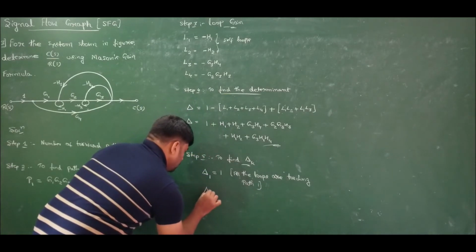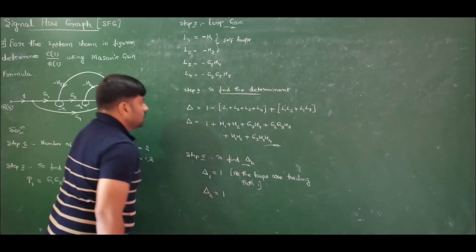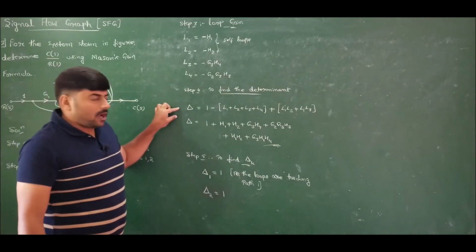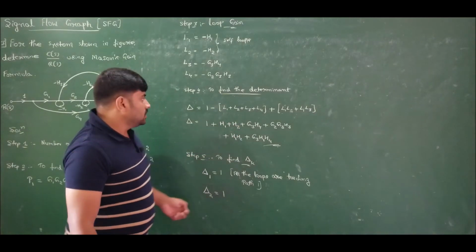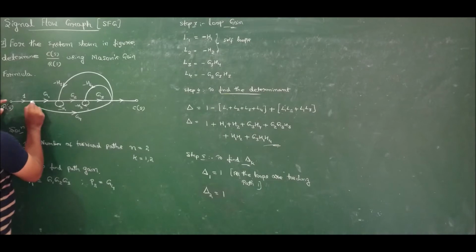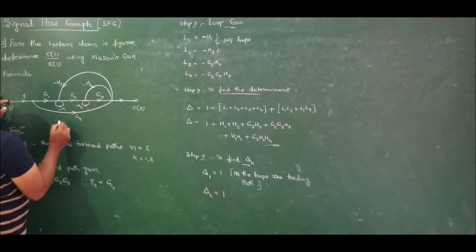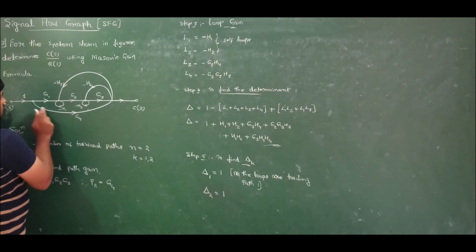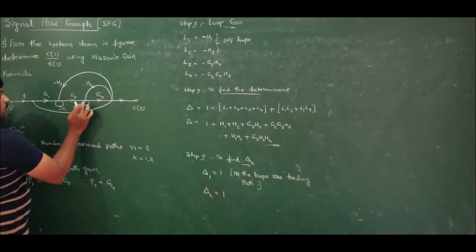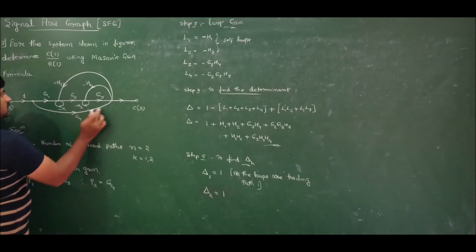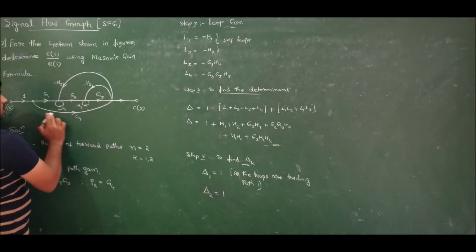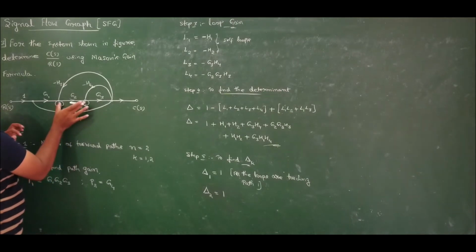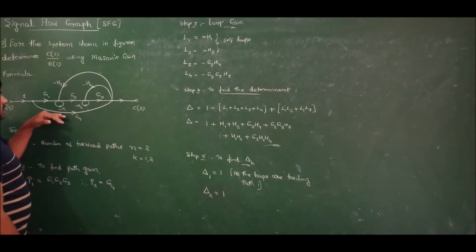Next if I go for delta 2, delta 2 is the value of delta after eliminating the loop gains of the loops which are touching path 2. So this is path 2. If I observe, loop 1 is not touching path 2. Loop 2 is also not touching path 2. Loop 3 is touching path 2 at this node. Loop 4 is also touching path 2 at this node. So therefore L1 and L2 are not touching path 2.